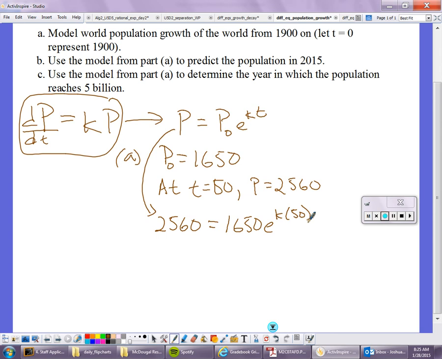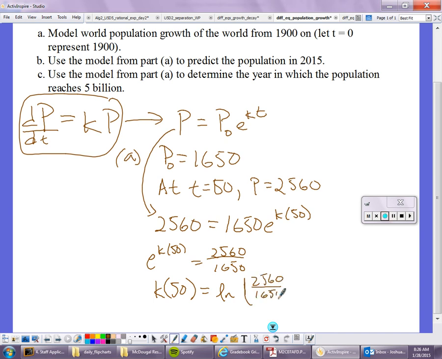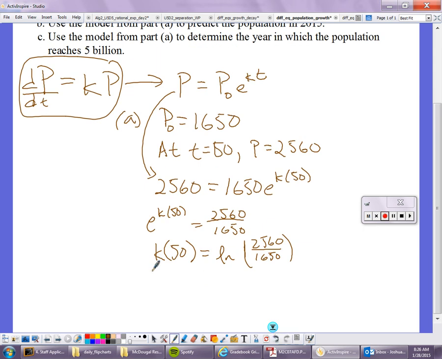Now I want to solve for k. I'll do e to the k times 50 equals 2560 over 1650. I usually do it this way, to be honest: I'm going to do all the calculator work at the end. I want to get k by itself, so I have to get rid of this e. So I will do ln of both sides. K times 50 equals ln of 2560 over 1650. And then I'm going to get k by itself, so I'll divide by 50.